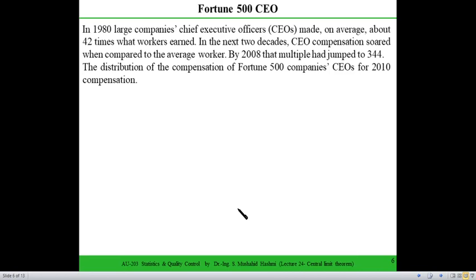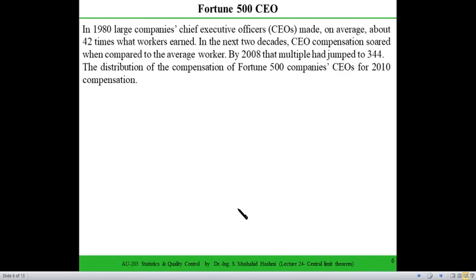Let's say another example: in 1980, large companies' CEOs made an average of about 42 times what workers earned. So the average salary of a CEO in 1980 was 42 times the average salary of a worker. What happens in the next 2 decades, from 1980 to 2008? This ratio has jumped from 42 times to 344 times. So there is a huge difference between a worker's salary and a CEO's salary.